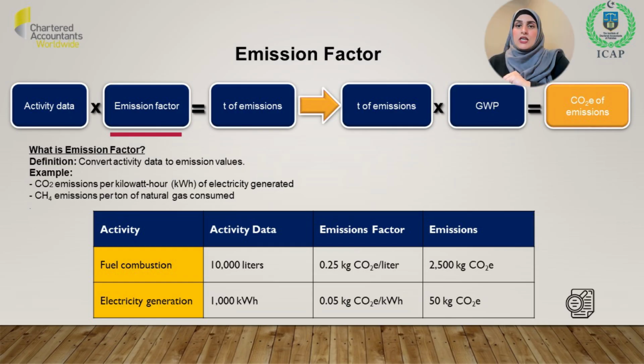So you will multiply your activity data with the emission factor, as you can see the first half of the equation, and these emission factors will convert your activity data into emission values. Let's see the example. Fuel combustion 10,000 liters, you are multiplying it with the emission factor, and you are having the emissions into one unit, which is CO2e, carbon dioxide equivalent. Then it comes to electricity generation, 1000 kilowatt, and multiplying with the emission factor, again it is carbon dioxide equivalent.